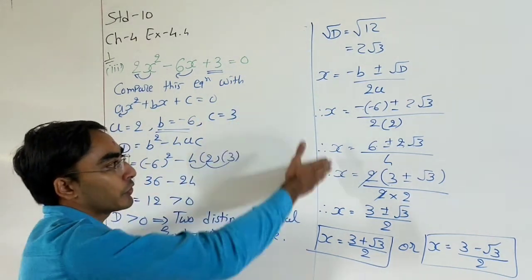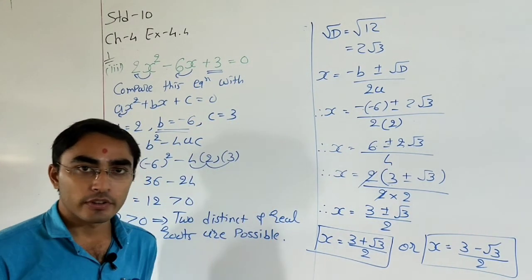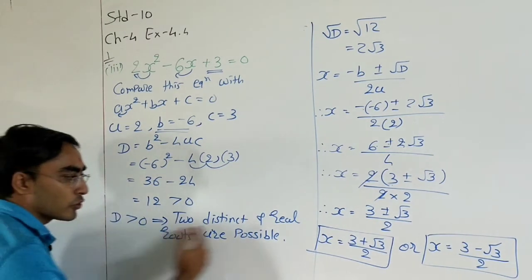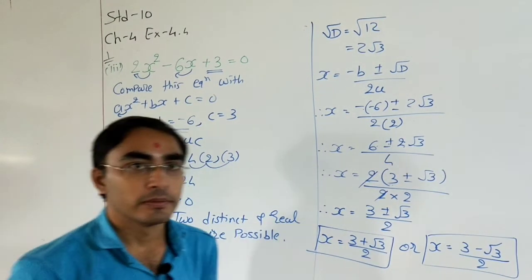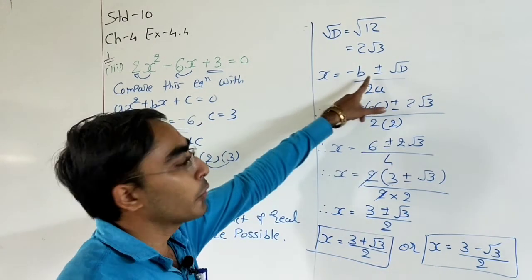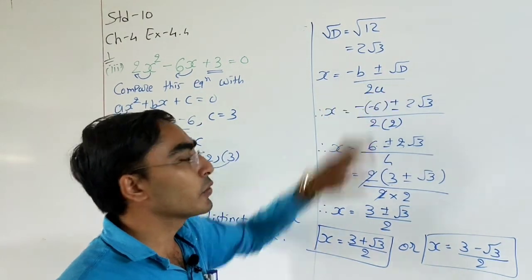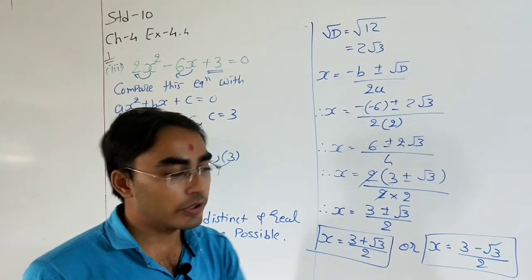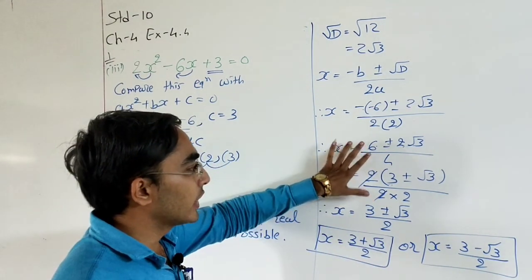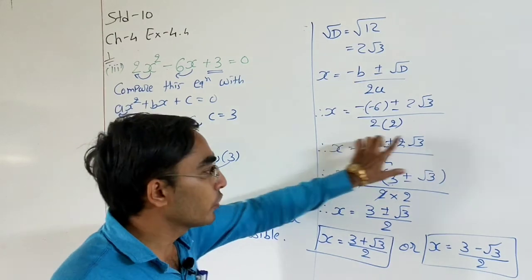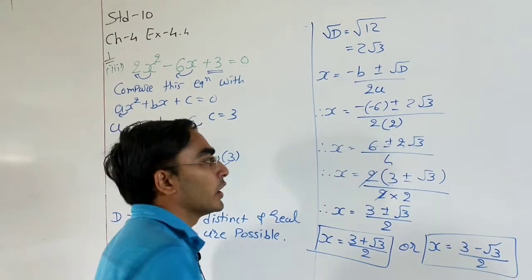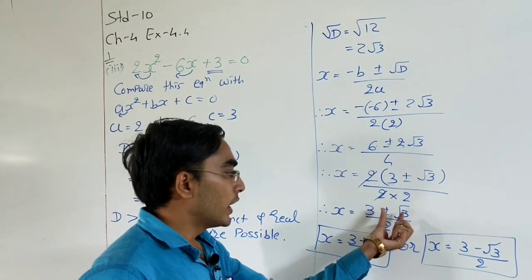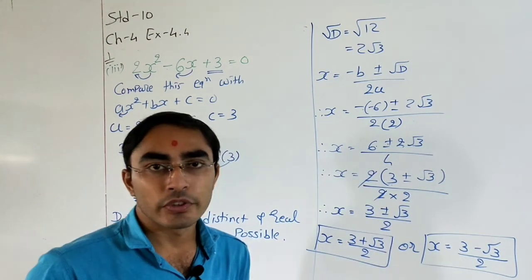And you need to use this formula. You will get one answer. Okay, and if your D is greater than 0, then two distinct and real roots are possible. Then use this formula, minus b plus or minus under root D divided by 2a. At last you will get the two answers. Here, if we see this step, we cannot simplify our numerator. So we take 2 as a common, then we can cut it with the denominator. At last we get the two answers.